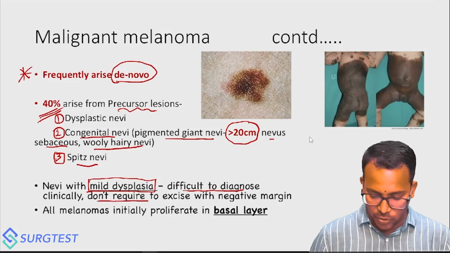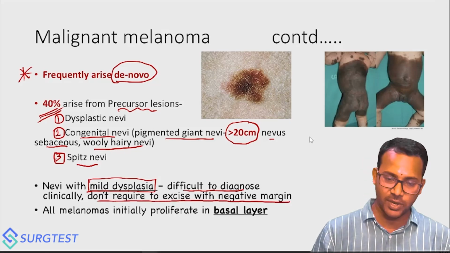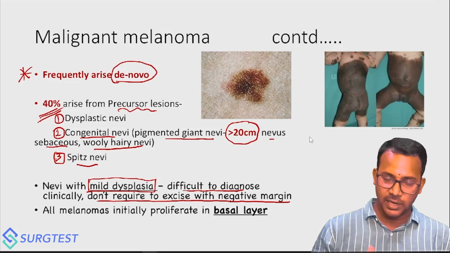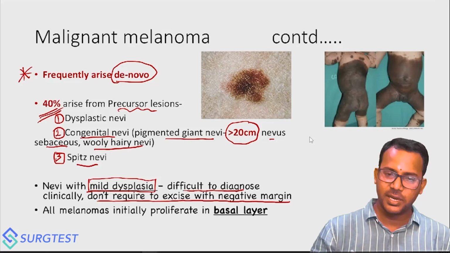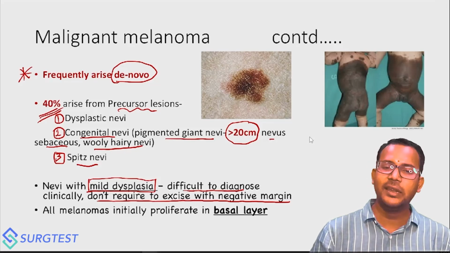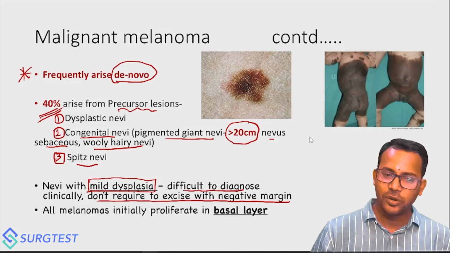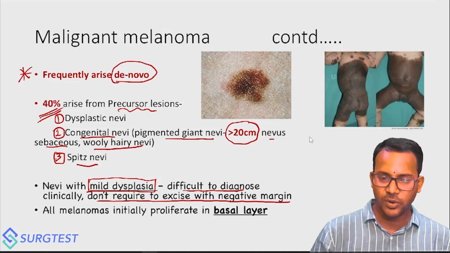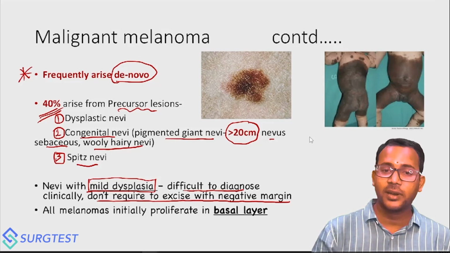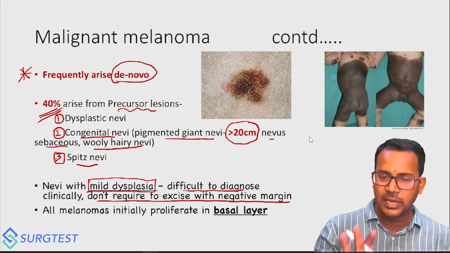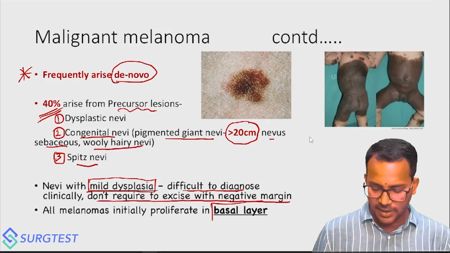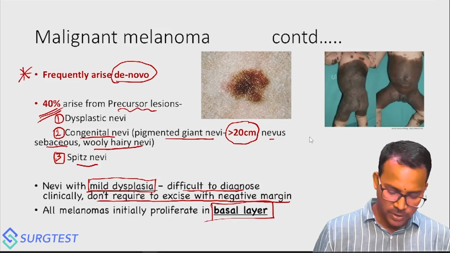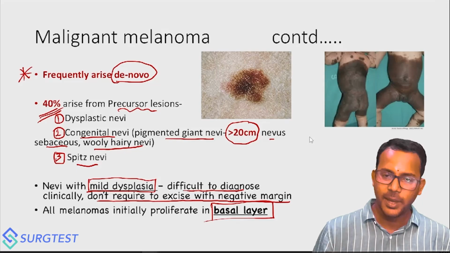You don't require to excise the complete specimen again, the complete lesion again, to get into a negative margin. Let us say the pathologist has given a report of mild dysplasia. It is okay. You need not go back and re-resect the complete lesion again, or get into a negative margin. So mild dysplasia is accepted in case of malignant melanoma until or unless there is frank melanoma seen in the specimen. All the melanomas initially proliferate in the basal layer. This anyhow I think you know. Malignant melanomas mainly proliferate in the basal layer.